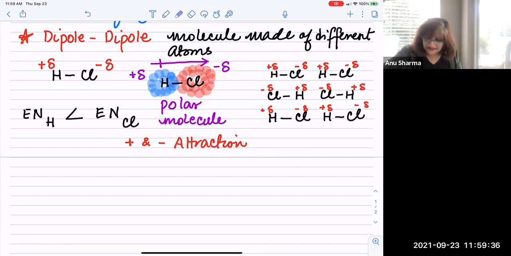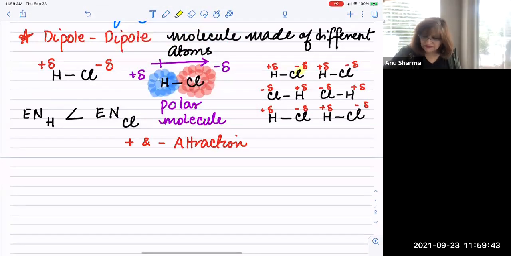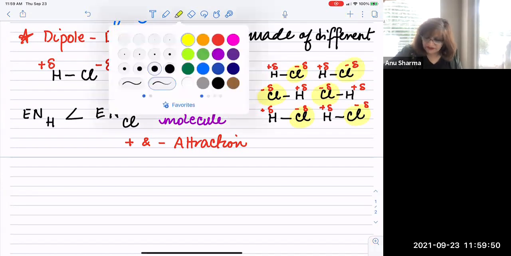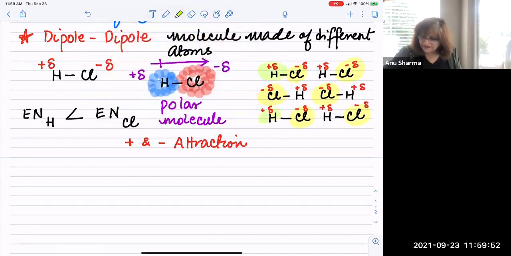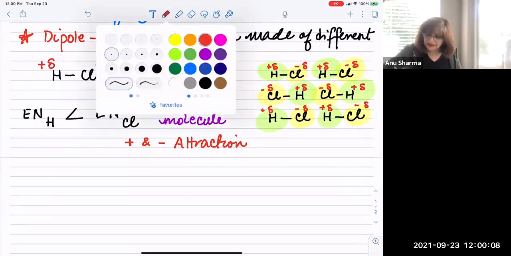Okay, so we see that the negative sides are aligned. It's just an alignment, and the positive sides are aligned in this way. Certainly between like charges there's going to be repulsion, but positive and negative stabilize like this. So this is the way they arrange. So that's the dipole-dipole. Now, another dipole-dipole I want to show you is this type of molecule.